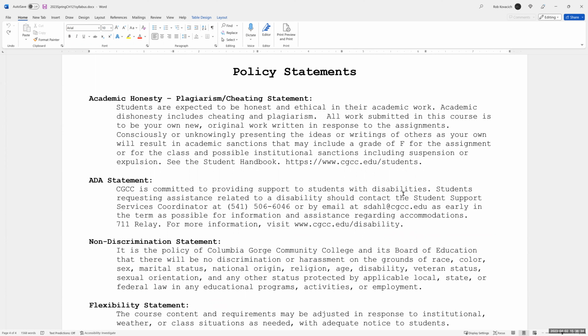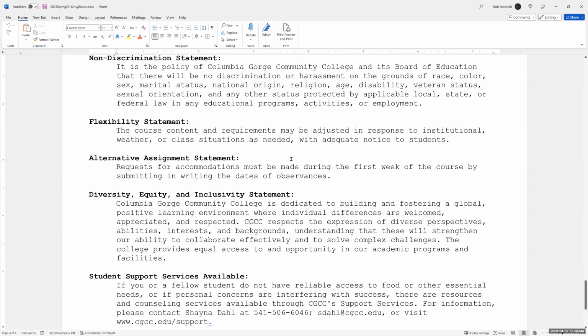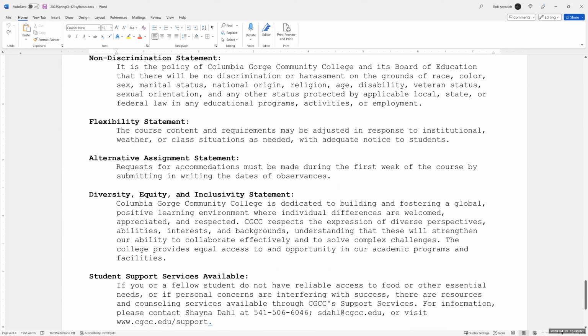If we have any accommodation that needs to be made, please let me know as soon as possible. There's no discrimination. The flexibility statement doesn't so much apply to us because this is usually about weather, and we don't need to worry about weather with this class because it's all at home. Alternative assignments is about an ADA statement kind of stuff. If I see anybody doing anything that is disrespectful to anybody else, you will be removed from the class immediately, period.